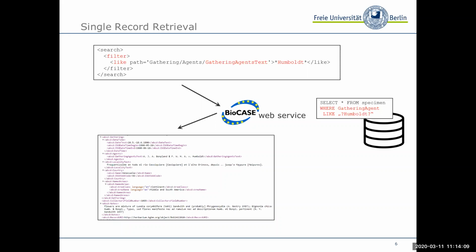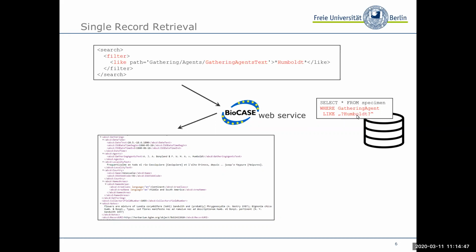BioCASe will accept this request, transfer it into a format that can be understood by the database, then get back the results, transfer them into ABCD documents, and send them back to you or your data portal or your software, whatever you want to use it for. So that's probably the biggest difference to the IPT, that BioCASe can be used to request single records or a range of records, so to say.